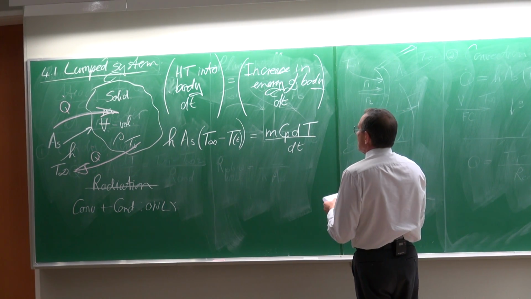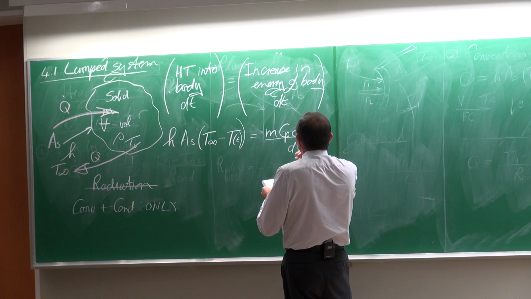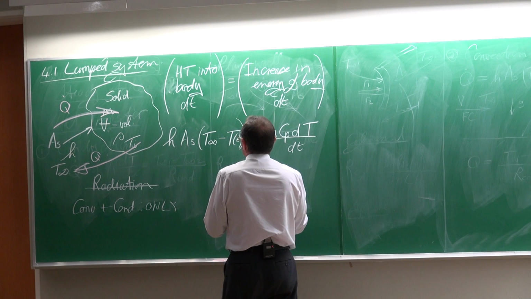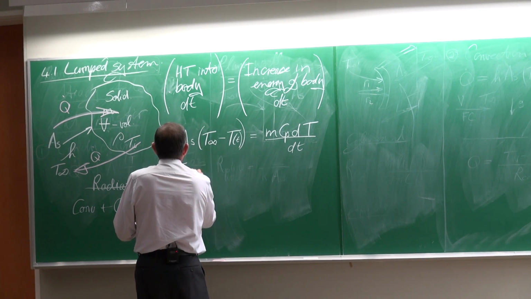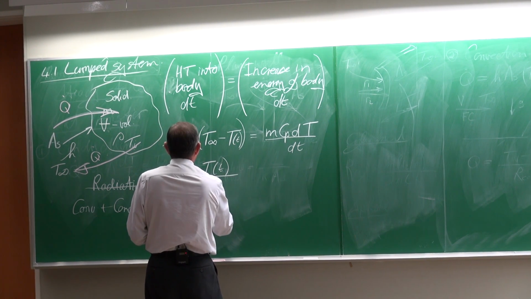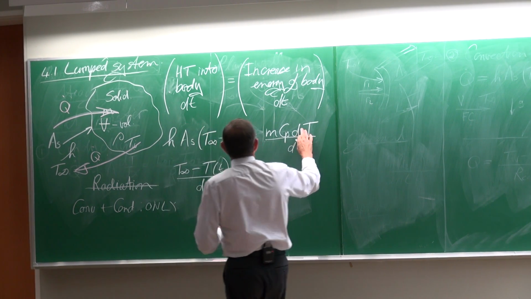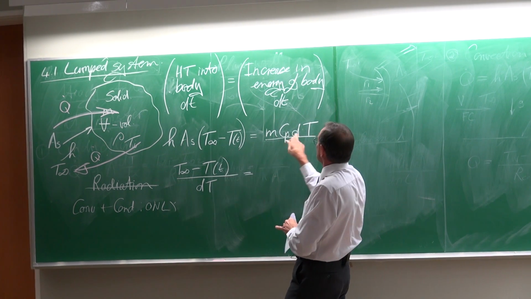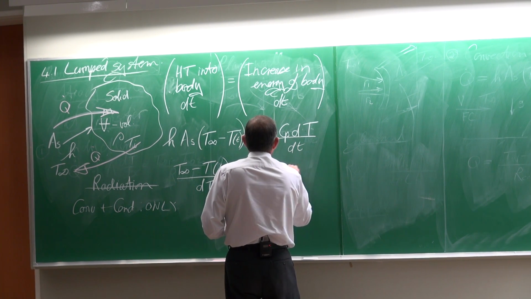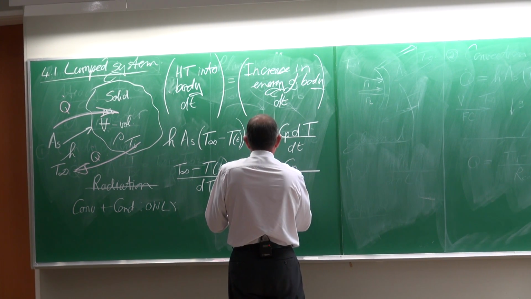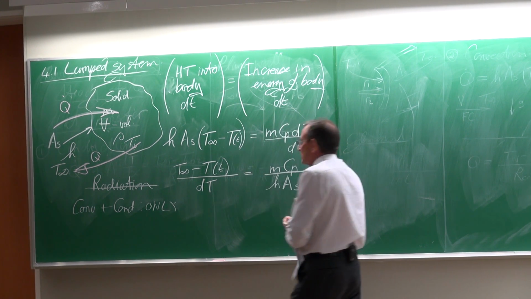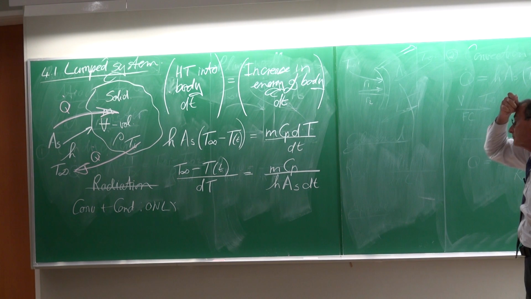Okay. So this we're going to write as T infinite minus the temperature as a function of time, divided by dt. I'm just putting all the temperatures on the left. There's a term dT, which is also the temperature, which is then equal to the mass multiplied by Cp, divided by the heat transfer coefficient and the surface area, over a period of dt. You see that?